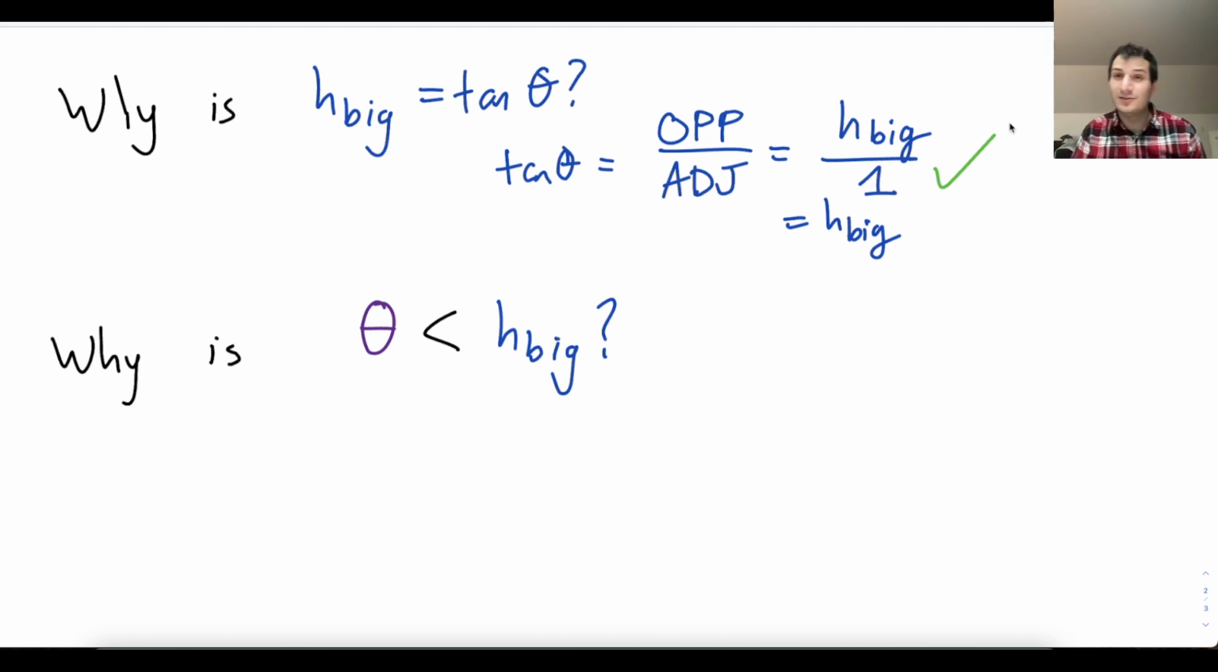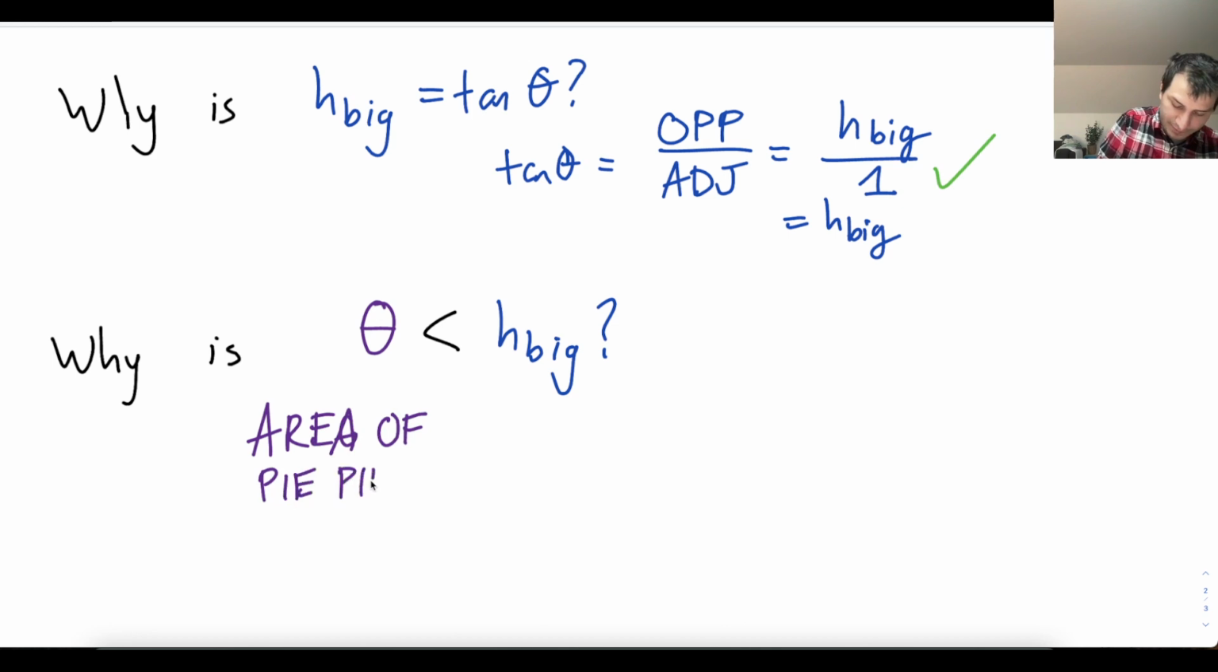On the other hand, theta is going to be less than h big. This is going to be by the same argument as before. We're going to start with the area of the pie piece, and we're going to say that that is less than the area of the big triangle.